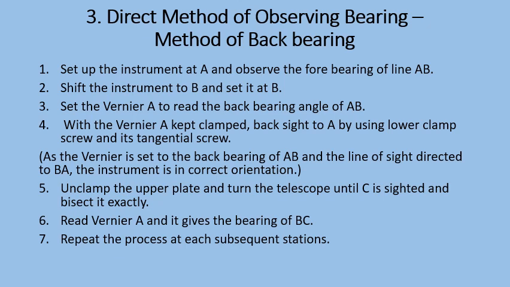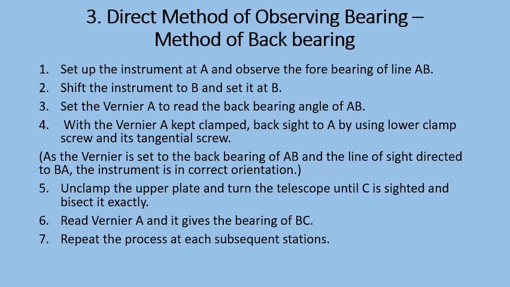Then you shift your instrument to C, and in vernier A, you set the angle to that particular back bearing angle. Keeping that angle in your vernier, you direct the instrument to the backside point B. This is from station C. So now the orientation is again correct. Here we are back orienting the instrument with the back bearing method. This process can be repeated till you complete all the stations. This is called the method of back bearing.